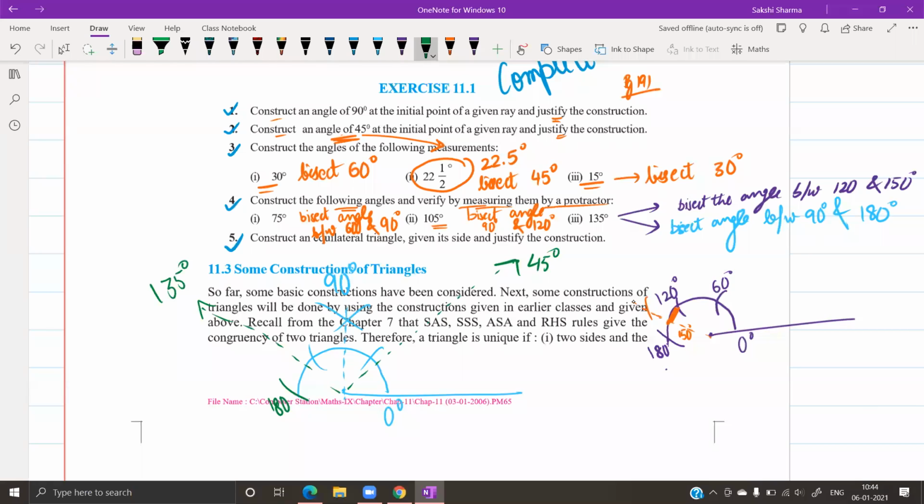That's the second way you can do it. Let me know which one seems easier. 90 and 180. All right. Let's start with the first part, 75 degrees.